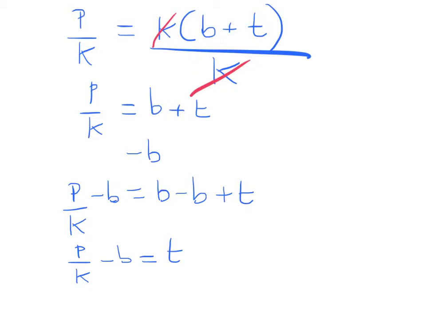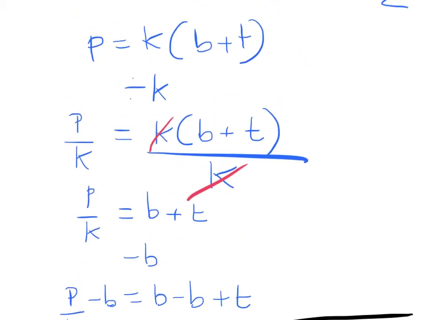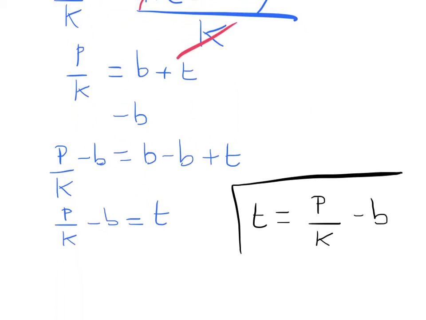And because we're fussy, put T on the left-hand side. Fantastic. We've successfully changed the subject of the formula. We've changed it from P to T.